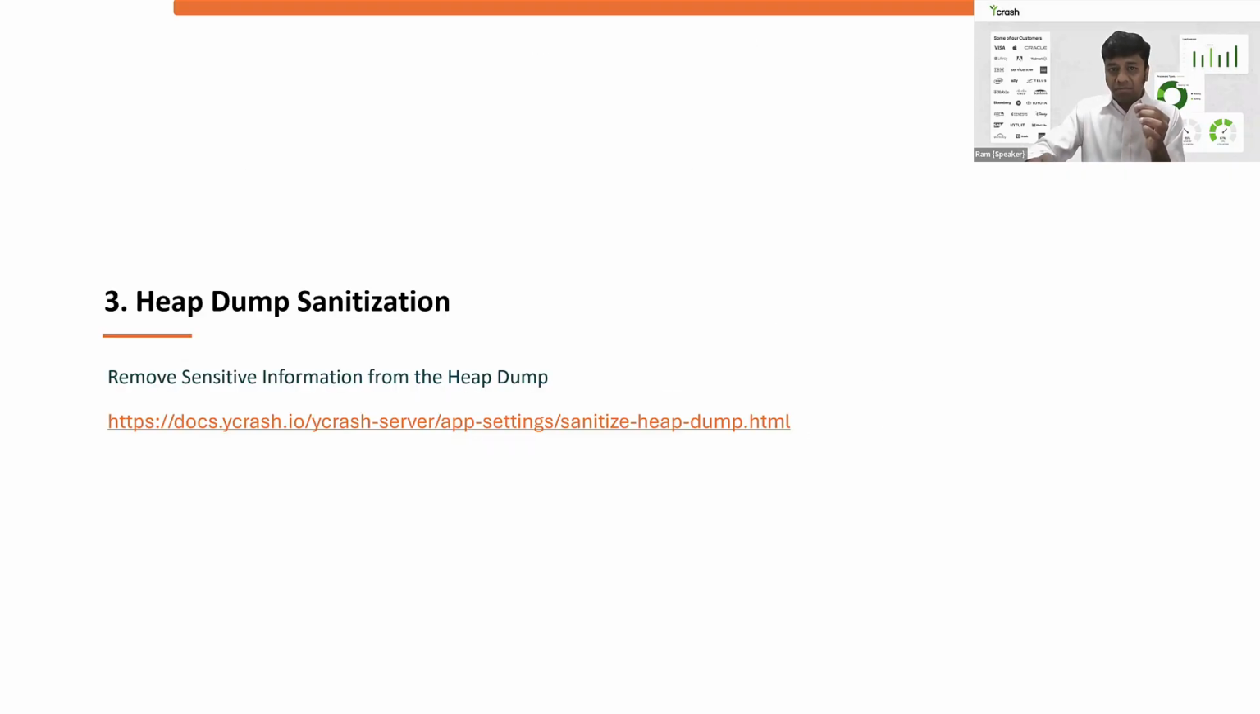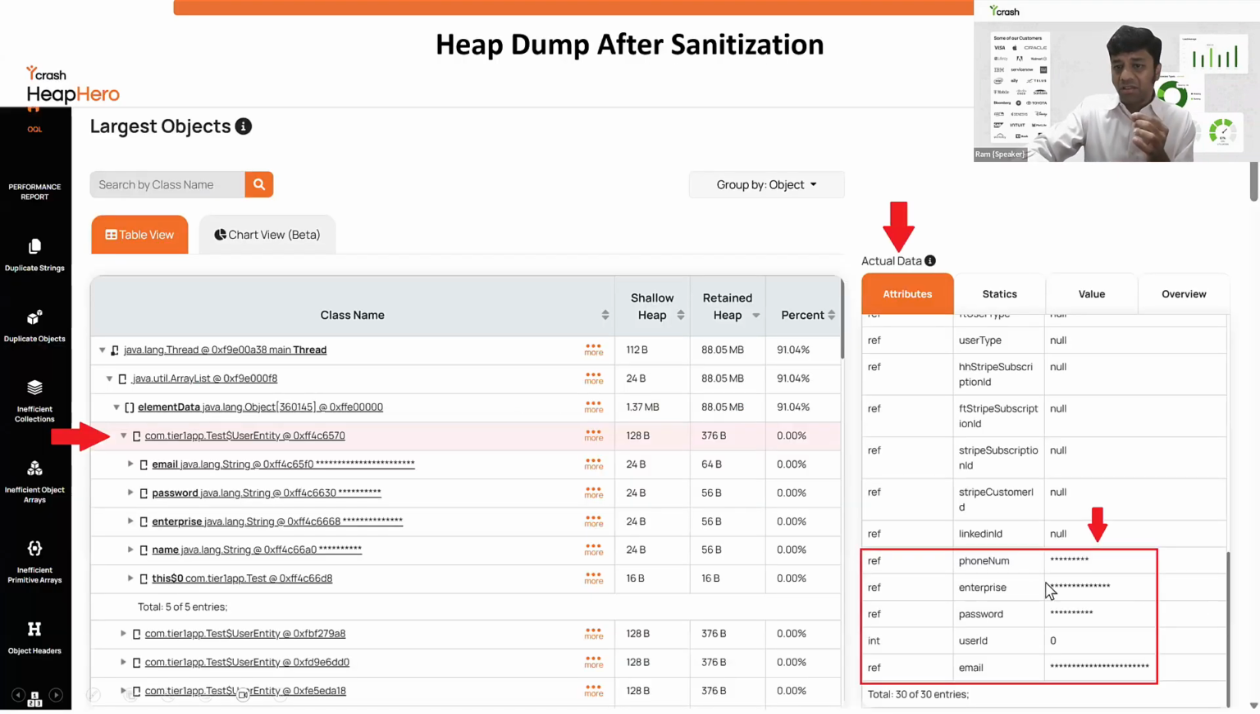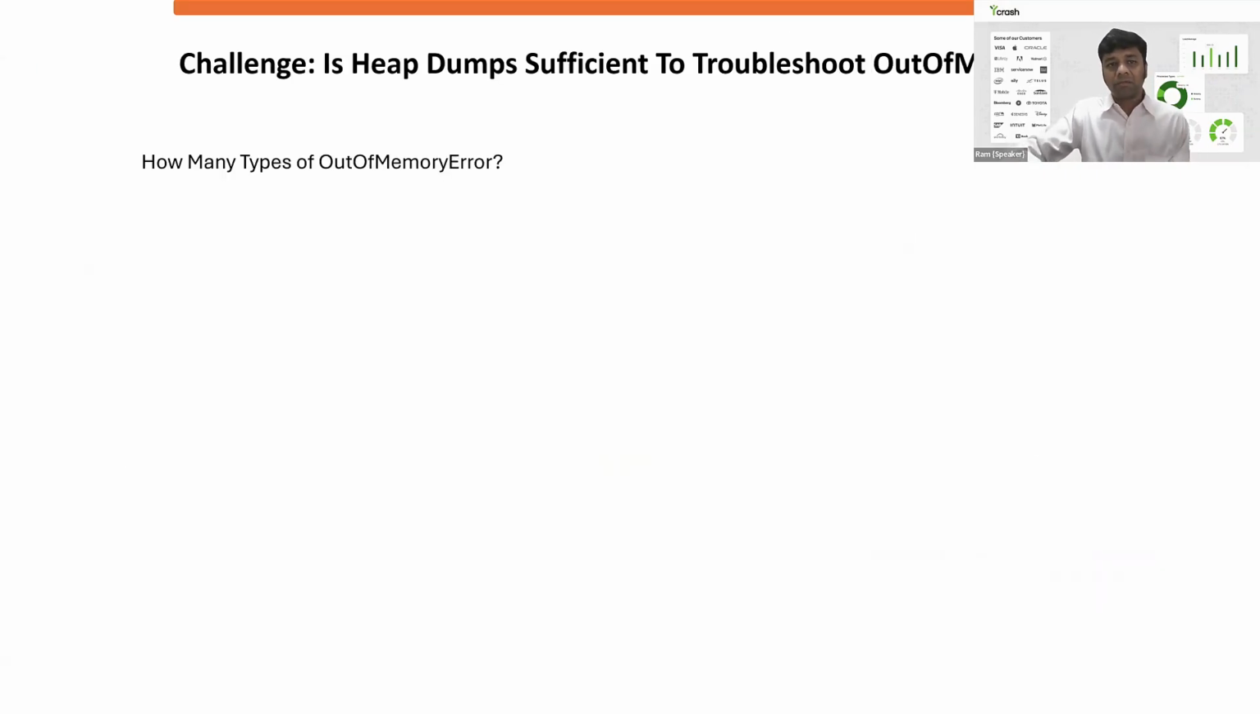When he turns it on, you can see it's going to be masked. It's not just masked in the report, even the raw dump itself is removed, it is evicted. So even if the raw dump ends up with some wrong hands, they don't have any data with them. So this is a very secure way to do the heap dump analysis. Okay, so now I am moving along.